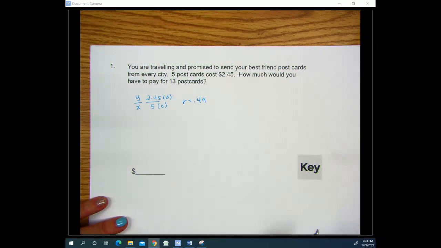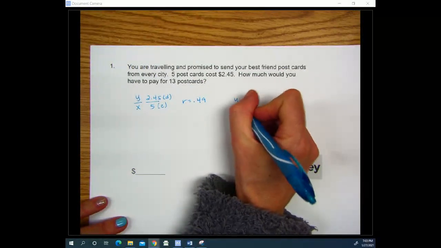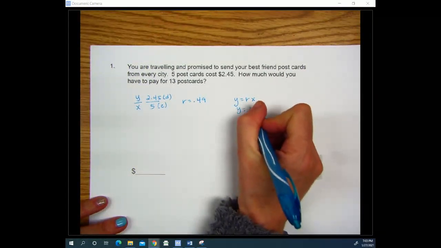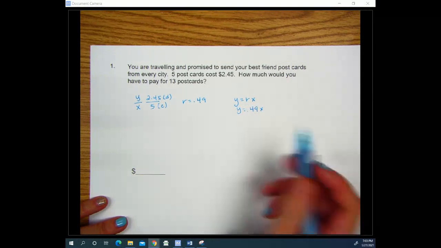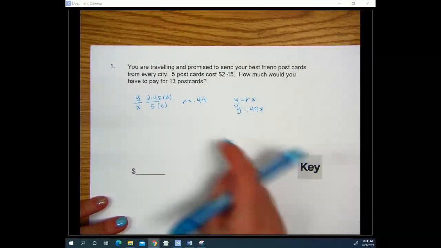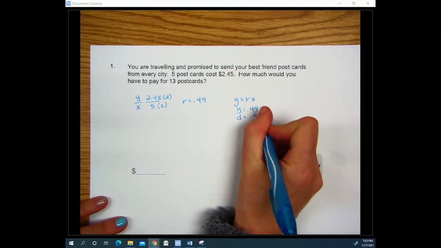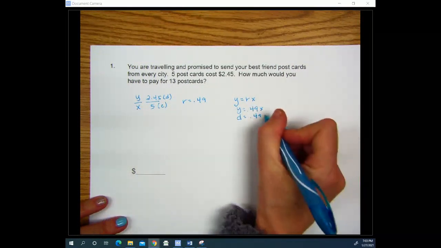49 hundredths. So now I'm going to plug that into my equation, and I know the general equation is y equals Rx, or y equals 49 hundredths x. But I'm going to use these variables instead. So instead of y, I'm going to use d. And instead of x, I'm going to use c.